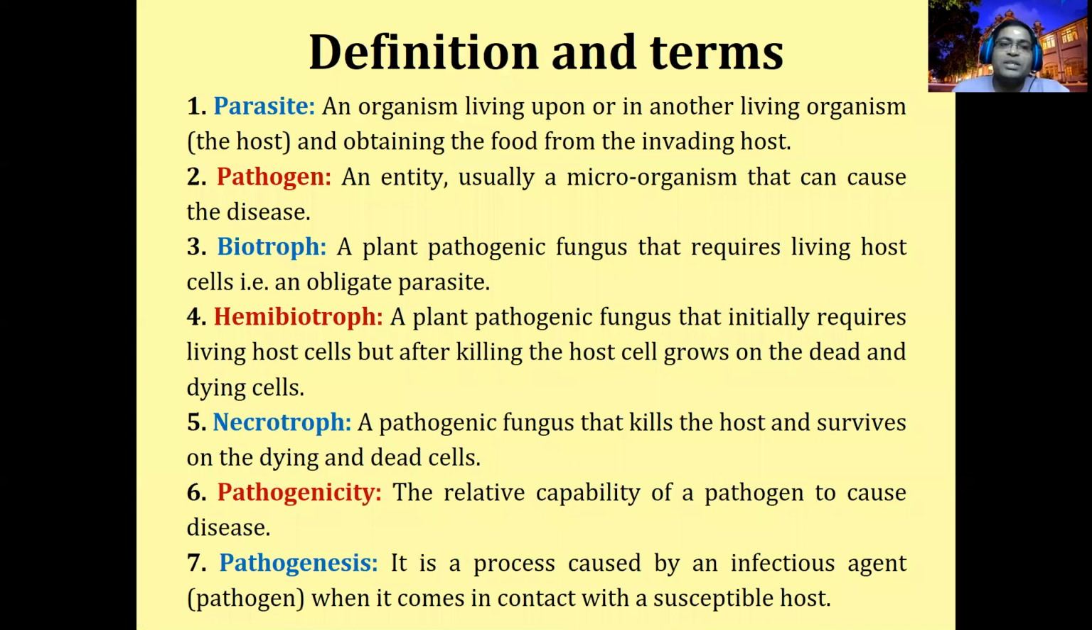So the first term is the parasite. A parasite is a living organism, definitely a different living organism. It may be a microbe, it may be a higher animal, so it's a broad term. A parasite is an organism living upon another living organism. There is a close relationship between these two organisms: one organism gets the benefit, and the other organism gets detrimental effects. Therefore, we call it a parasite. One organism depends on the other for food, and sometimes for habitat.